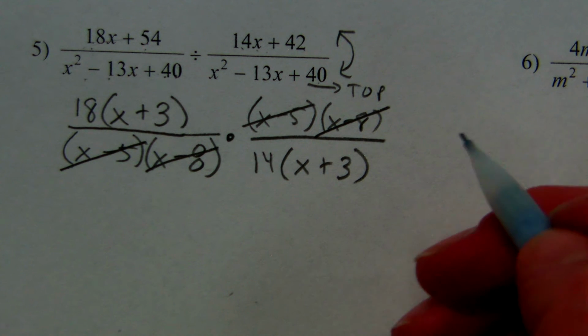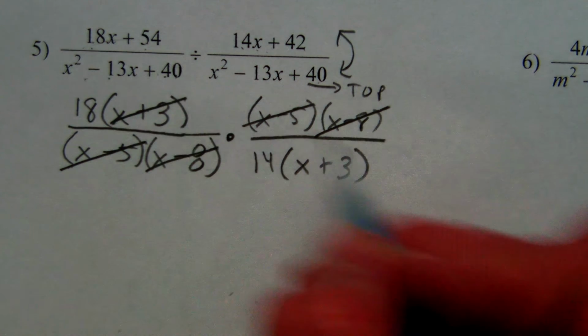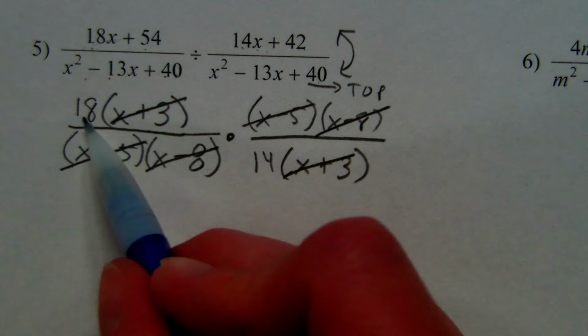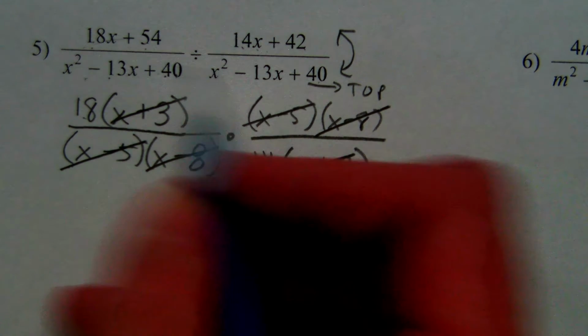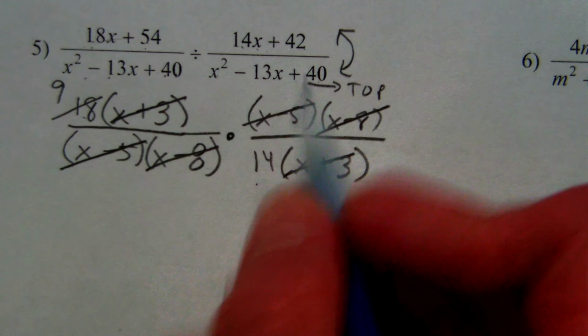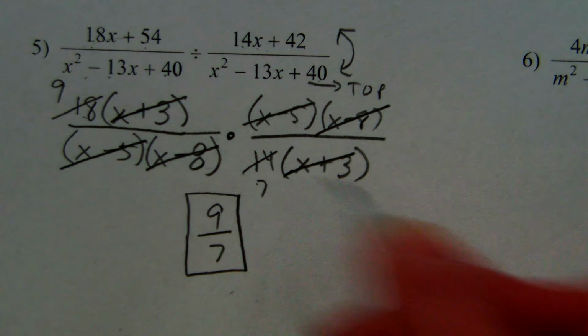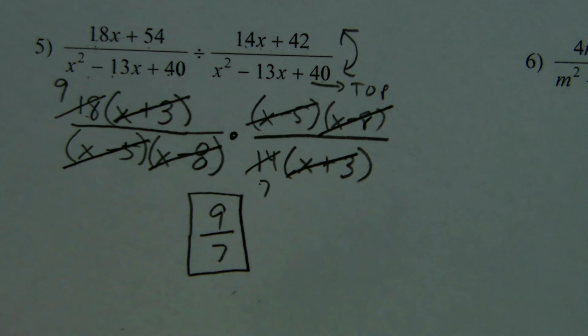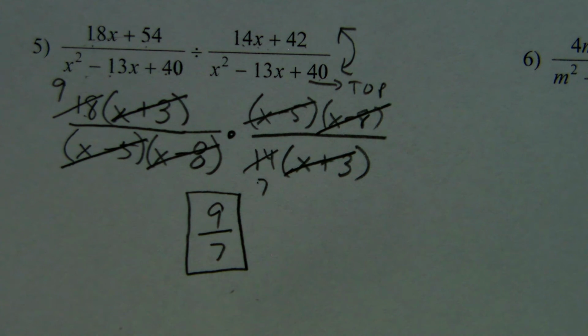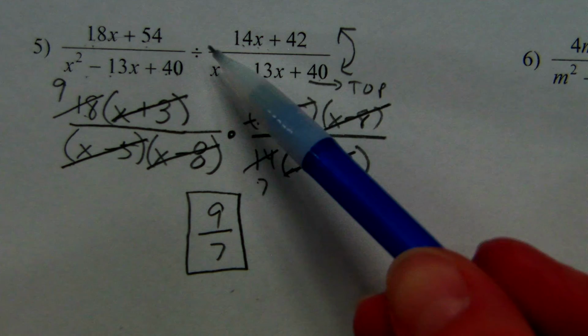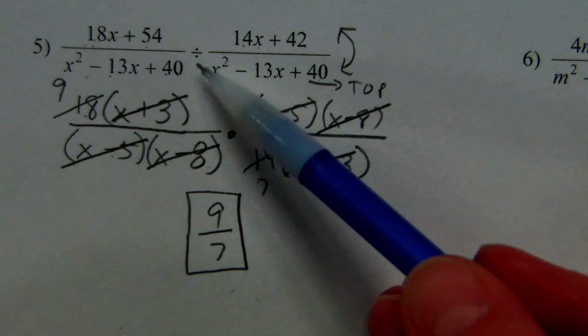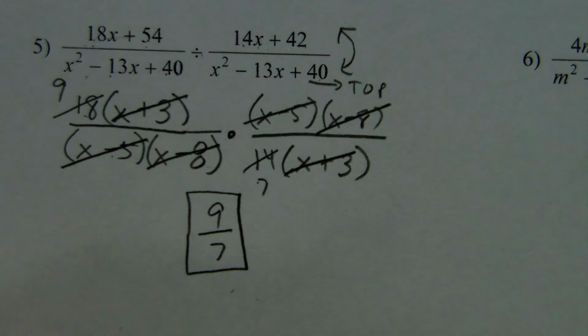Is there anything else that we can do? x plus 3, x plus 3. Is there anything else? So 18 and 14 can both be divided by 2. That would make this 9 and 7. So my answer is 9/7. If you want to do 1 and 2/7, you can. But in high school, we usually just leave that improper, as long as it's simplified as much as possible. So the big idea here is the same as when we did multiplying. It's just that you have to copy the first one, change that to times, and then flip this.